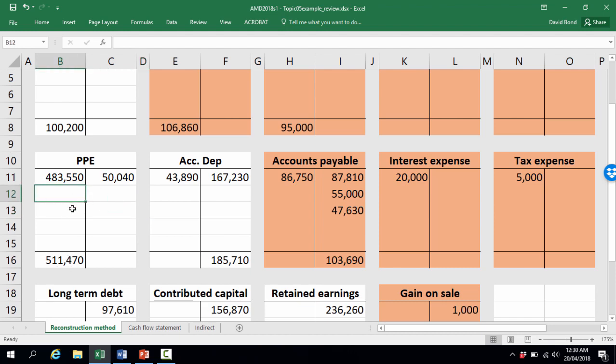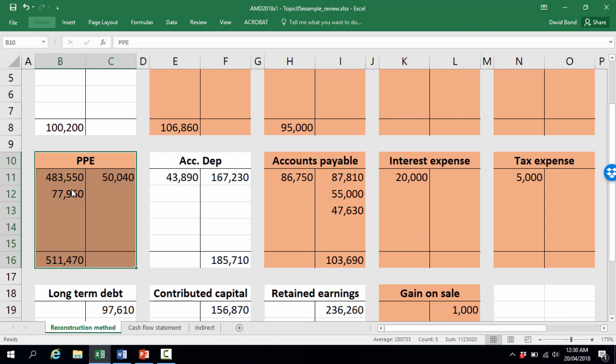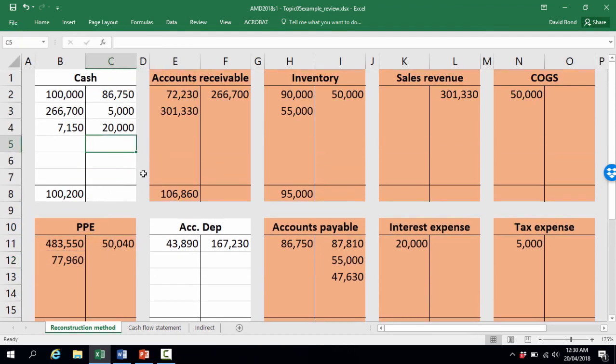So something else has happened here, and because we have no other information, you have to assume it is a cash movement. And we have equals this minus this plus this. So you have 77,960 in property, plant, and equipment being purchased, because you'd have 483,550 plus 77,960 minus 50,040 gives you a closing balance of 511,470. You can do it in slightly different ways, but that's ultimately the way you end up with those two amounts having to be there. And that has now been dealt with, and that would be debit 77,960, credit 77, I should say, 960.